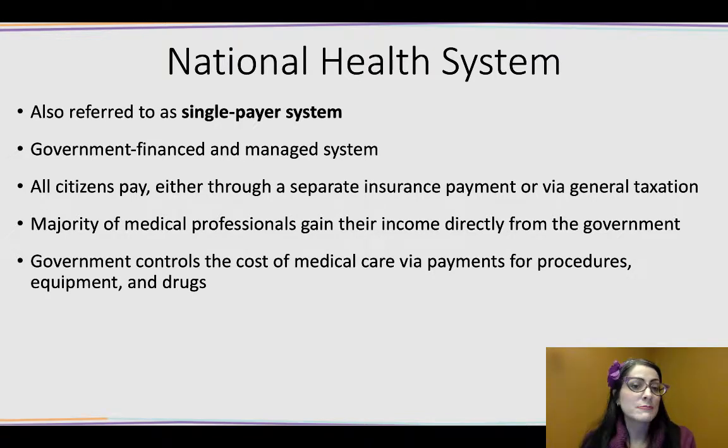Single payer system: government financed and managed system. So basically, all citizens, either through a separate insurance payment or via general taxation, like in the United Kingdom, typically through their general taxes. So it comes out of their taxes, and everybody gets it. It's universal. The majority of medical professionals gain their income directly from the government, so they're basically government employees. The government controls the cost of medical care via payments for procedures, equipment, and drugs.